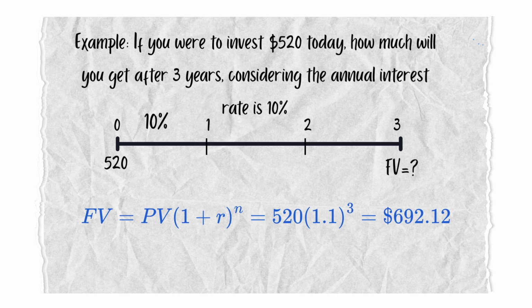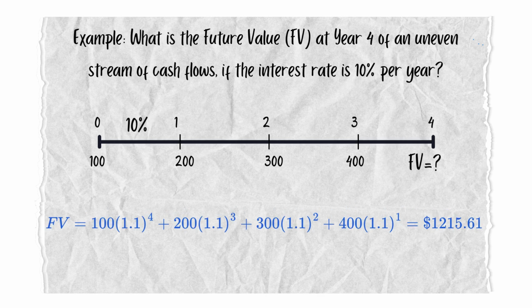For this example, the present value is 570, r is the interest, so it will be 1.1, and n is the number of periods, which is 3. Similar to present value, we calculate the future value by using 100 multiplied by 1.1 to the power 4. 100 is the amount that you have at year 0, and 1.1 is the interest rate. Why it's to the power of 4 is because at year 0, you will earn interest for 4 years. That's why n is 4. And the same result applies for the next 3 years.